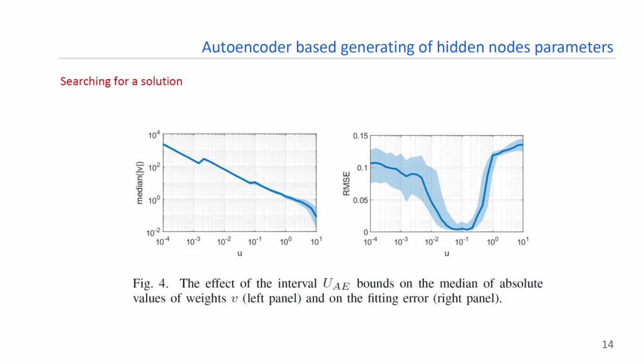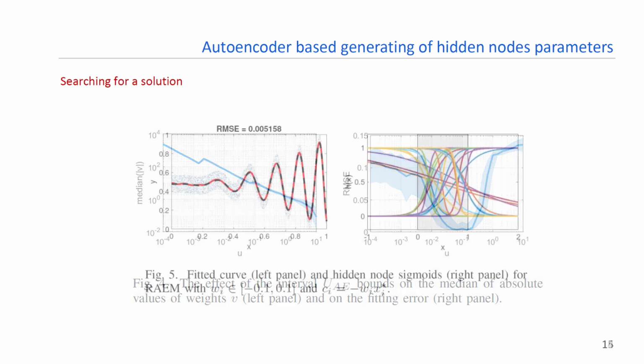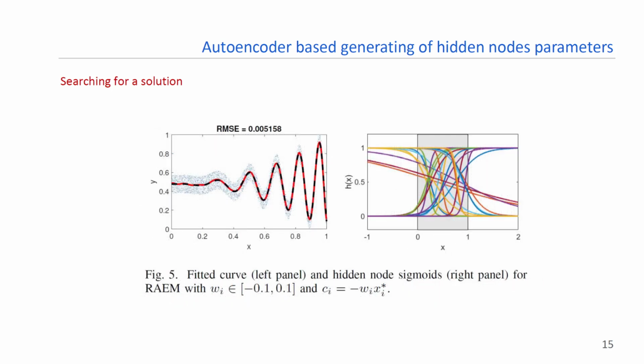For such bounds, a randomized autoencoder produces weights V whose median is in the range from around 5 to 14. For such a case, error reaches an acceptable level, which is similar to those obtained by RAM and Rα-M for the same number of hidden nodes, 25 in this case. These figures depict fitting results for u equal to 0.1. A very good fitting and no wasted hidden nodes. But it should be noted that the optimal interval for weights W depends on the number of hidden nodes.